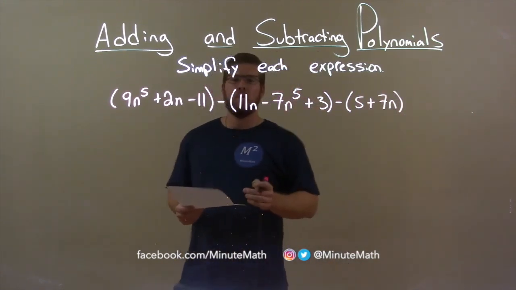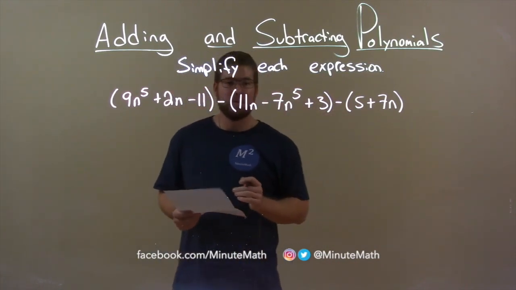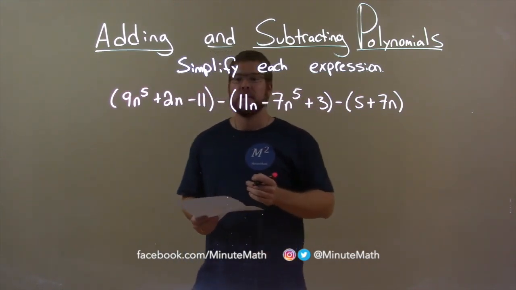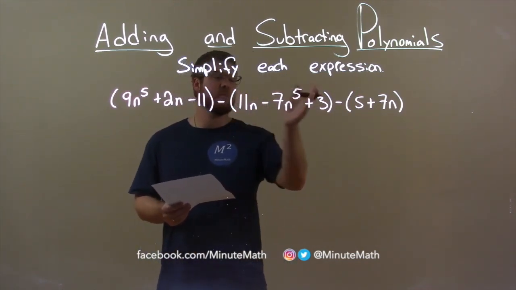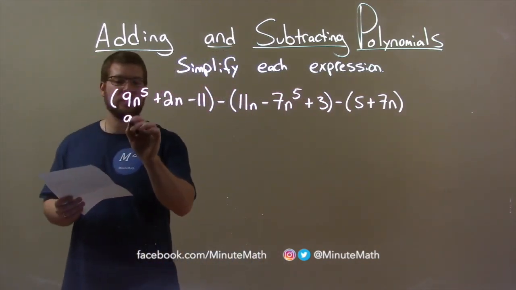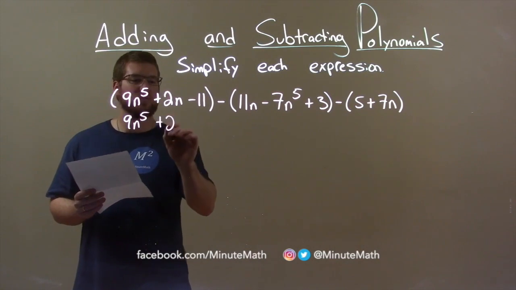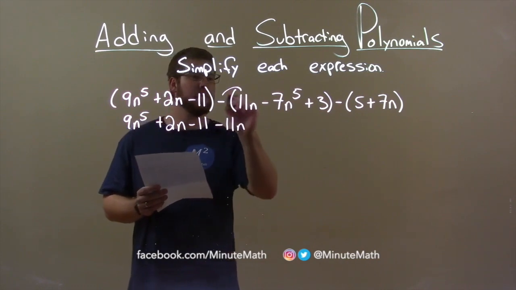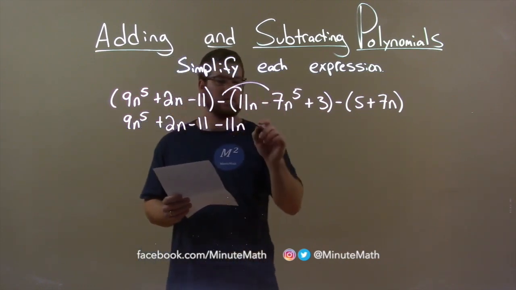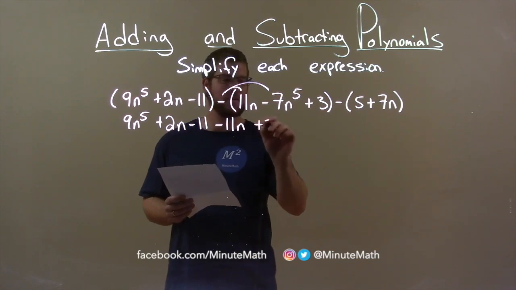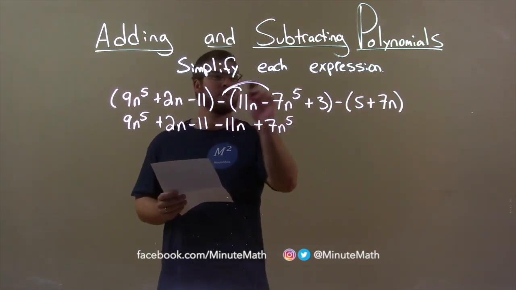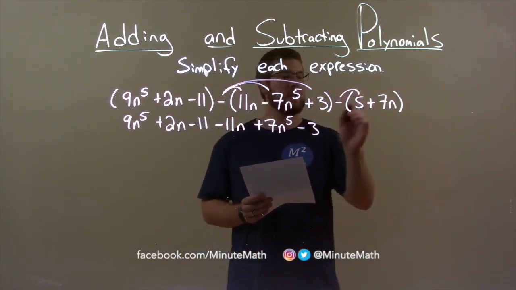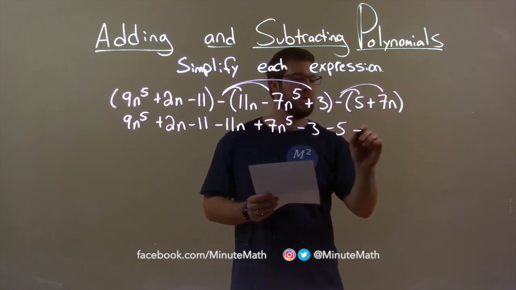All right? Well, first thing, I look within each parenthesis. Are there any like terms that I can combine? The answer is no. There's no like terms here, so from there, I'm actually going to distribute the minus sign to each parenthesis. So we rewrite the first one, 9n to the 5th plus 2n minus 11, but now let's distribute. We have a minus 11n here. Minus times a minus is a positive, or negative times a negative is a positive, so we have plus 7n to the 5th. And now, don't forget that's a minus 3 over there. Last parenthesis, we do it again. Minus 5 here, and then a minus 7n.